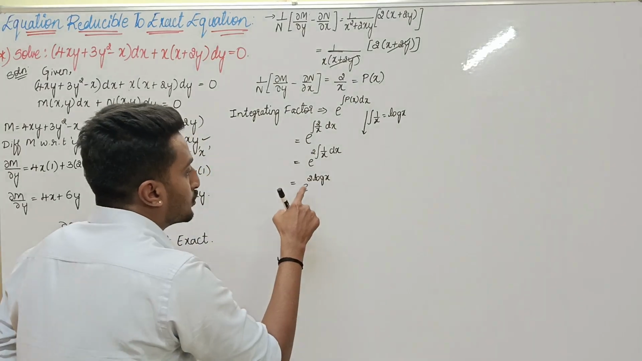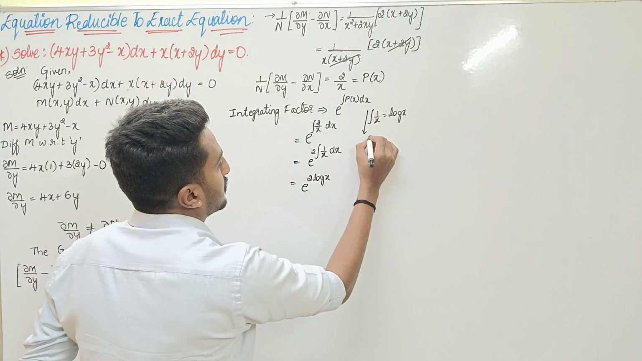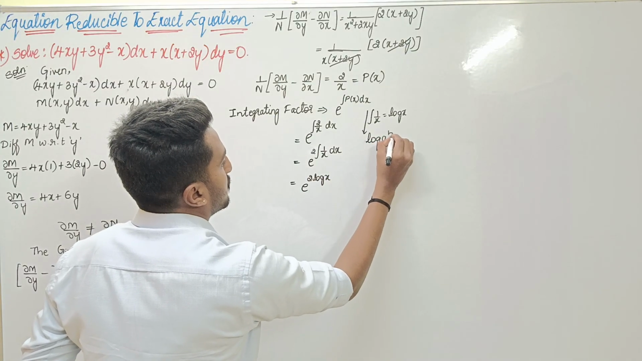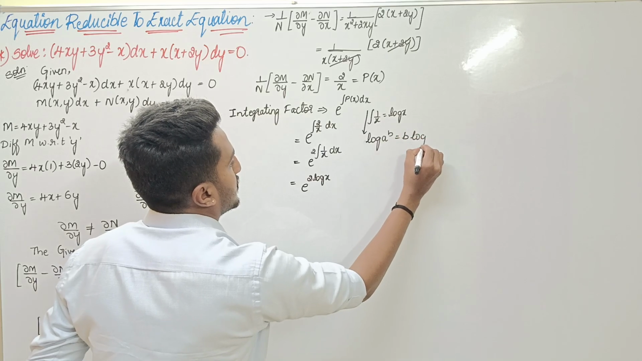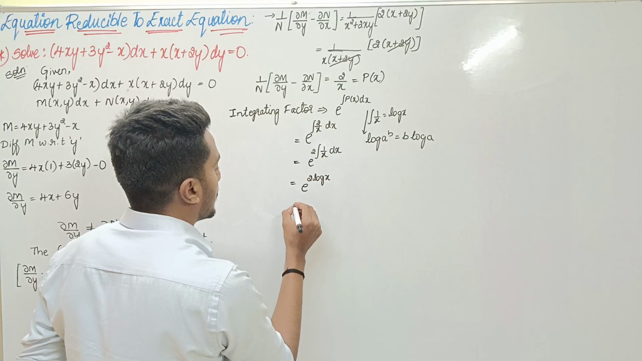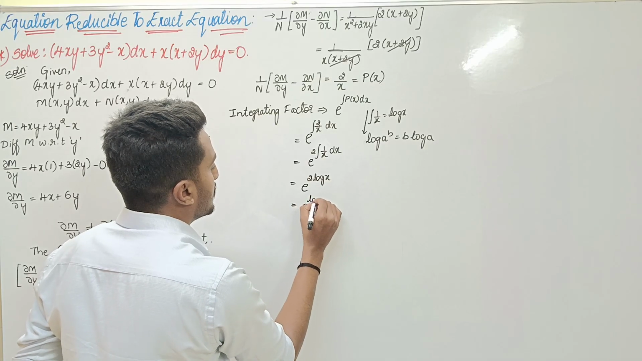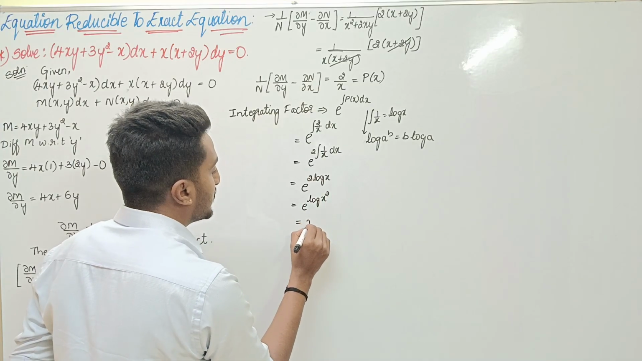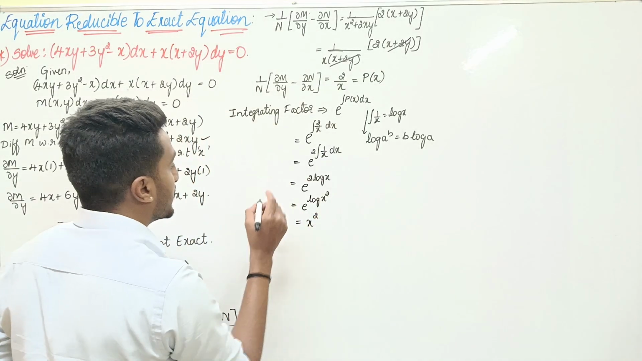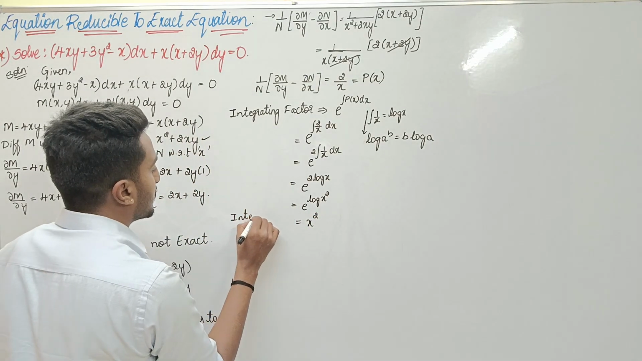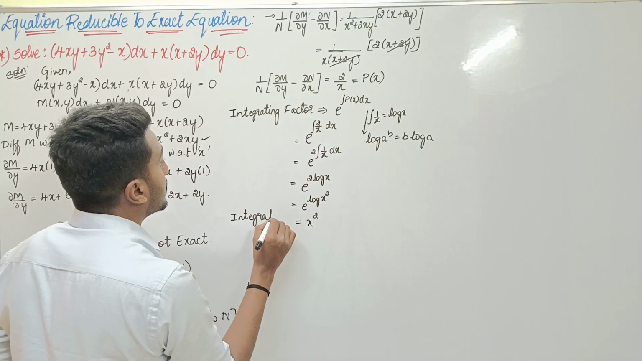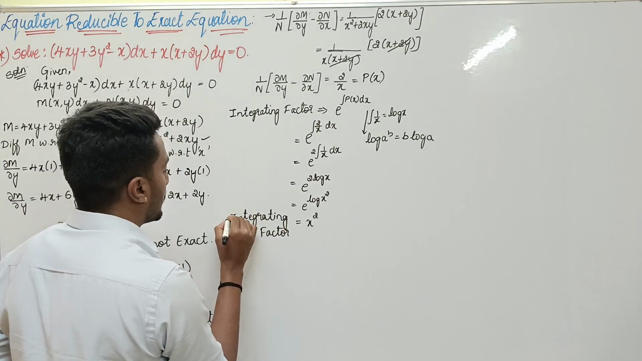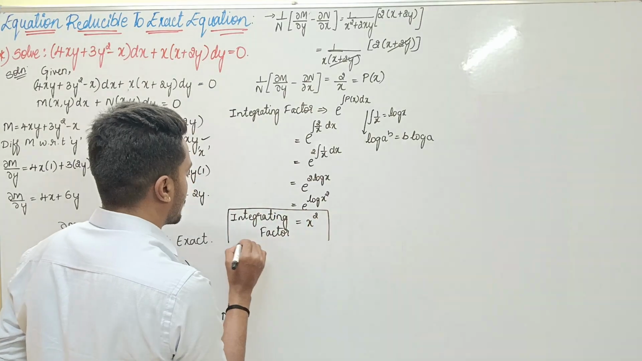This is the condition: log a power of b can be written as b log a. Similarly, 2 log x can be written as e power of log x square, where e and log get cancelled. You get the integrating factor, or integral factor, as just x square.